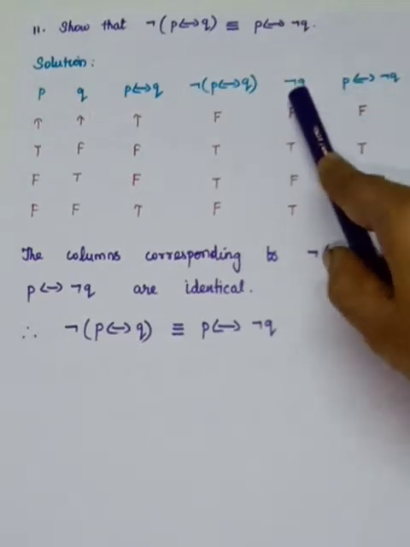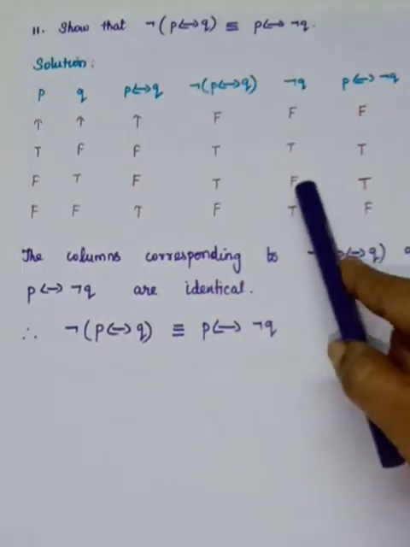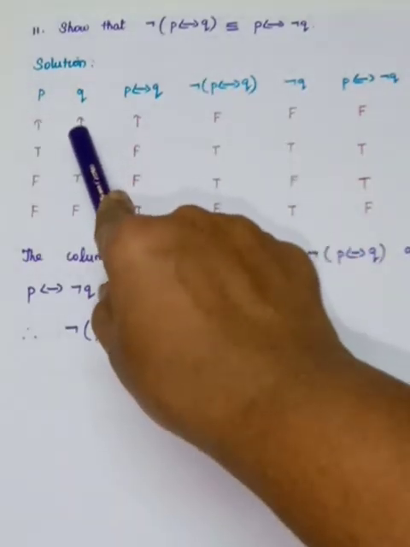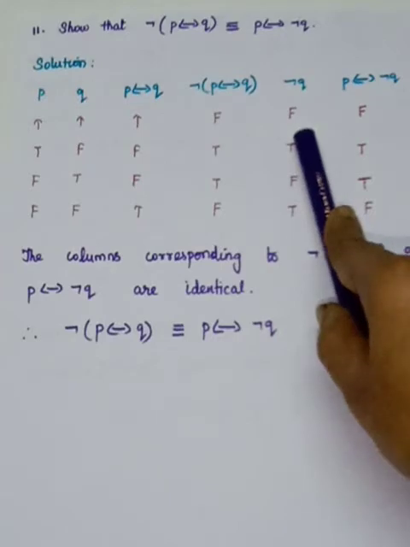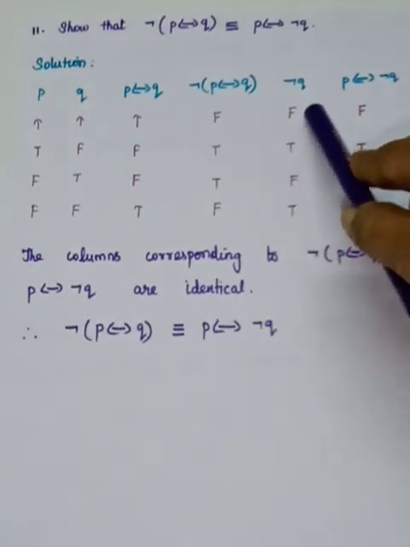So what is needed? Negation Q. So see the Q column. Using this you have to write negation Q. So here you are having true, here you are having false. So here Q is false, negation Q is true. In this way you have filled.